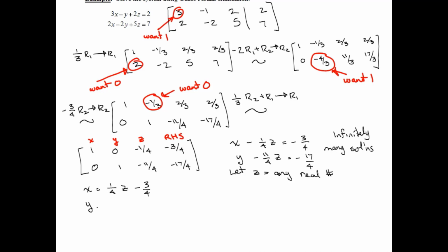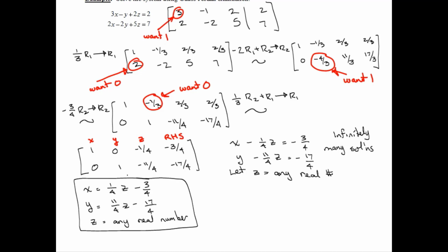And then my y is going to be 11/4 z minus 17/4. And then we're going to let z be any real number. So this is one way to write the solution.